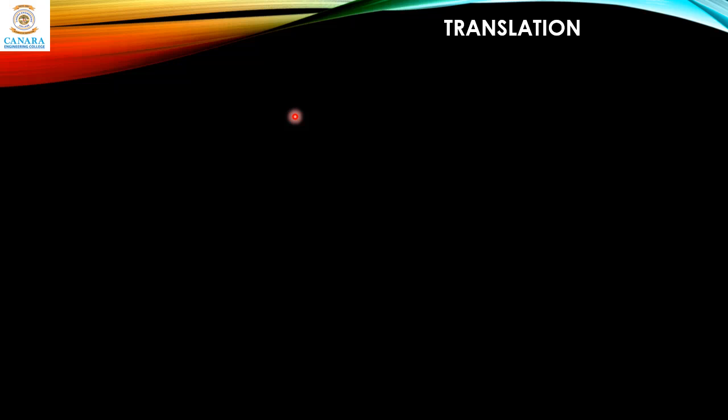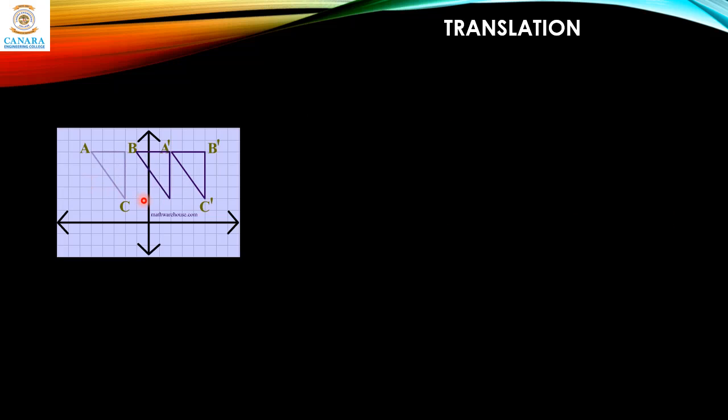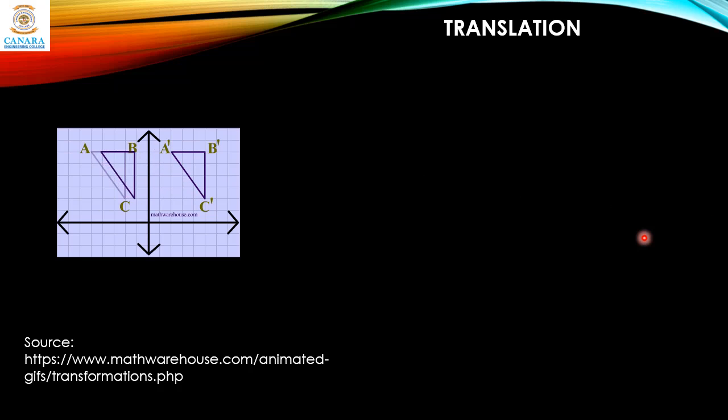Before we move to the next topic, we'll first understand the basics of translation and reflection. So translation means we are shifting or moving the object along the x or y axis as defined by some expression. So here we are moving this triangle by 7 units to the right along the x-axis. This illustration is taken from this website. You can go through that to have a better understanding.